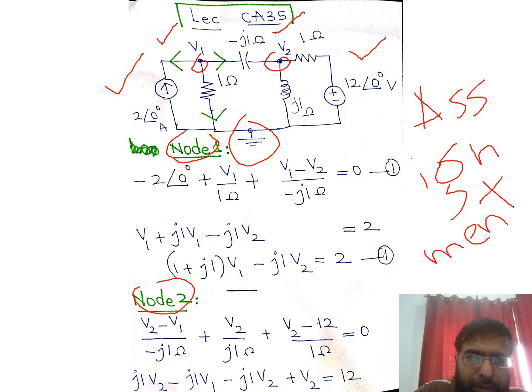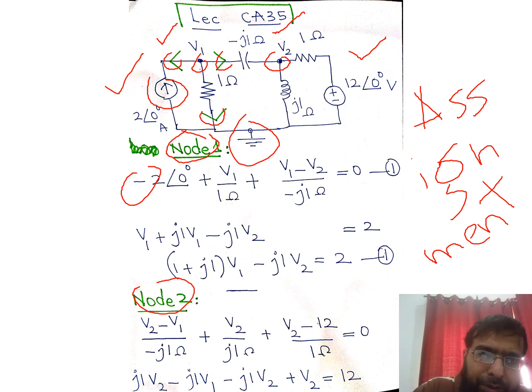When we write this equation for node number 1, we assume all currents to be moving away from the node like this. And we know that currents moving away from the node are taken as positive, and the currents entering the node are written as negative. So in this branch, we know that the current is definitely moving towards the node. Therefore, we write it with a negative sign.